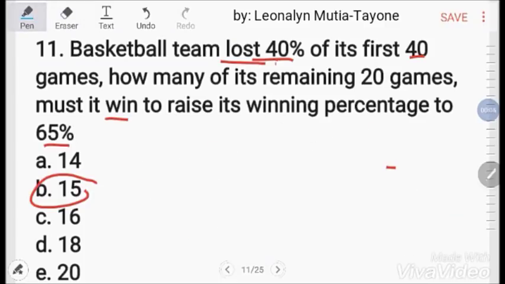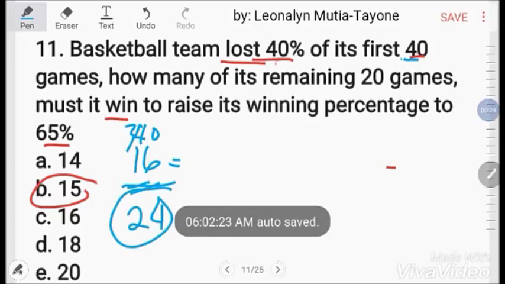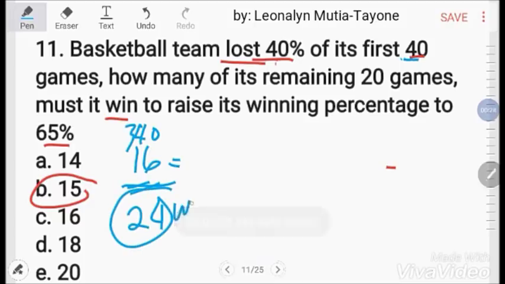40% of 40 is 16. Okay, so 16 ang natalo. So, itong 16 na to, i-minus natin sa 40 kasi naka 40 games na siya. So, 40 minus 16, that is 24. 24 ang panalo, itong una.